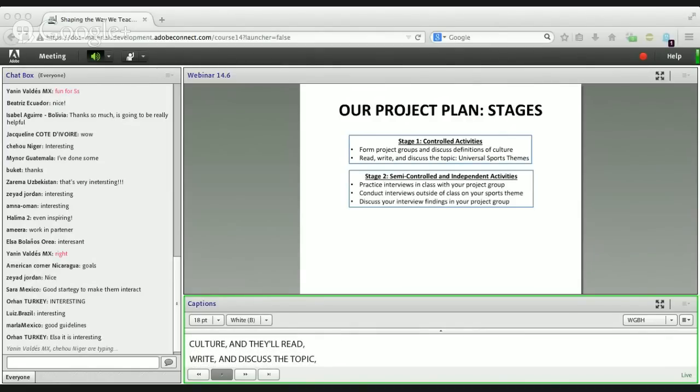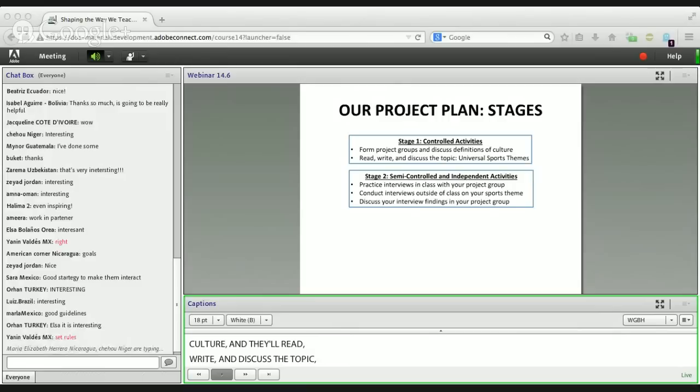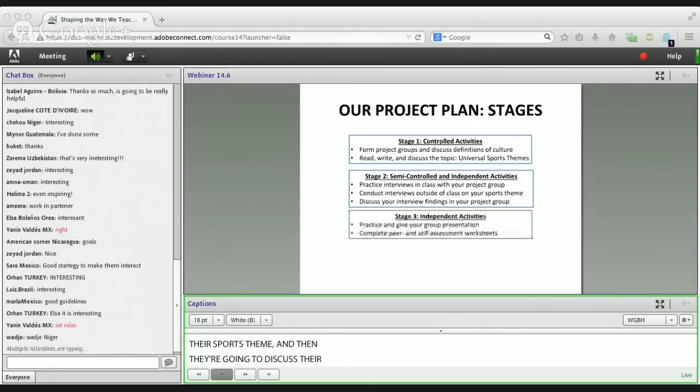Excellent. And stage two is where we're going to move into semi-controlled and independent activities, where the teacher can step back a little bit and let the students take over, where they're going to practice interviews in class with their groups and conduct interviews outside of class on their sports theme. And then they're going to discuss their interview findings in their project group when they come back to class.